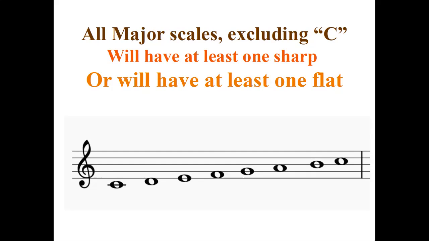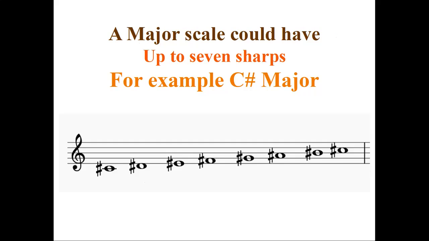Now, all major scales, excluding C major, which is the only exception, will have at least one sharp, or they will have at least one flat. A major scale could have up to 7 sharps. For example, C sharp major.